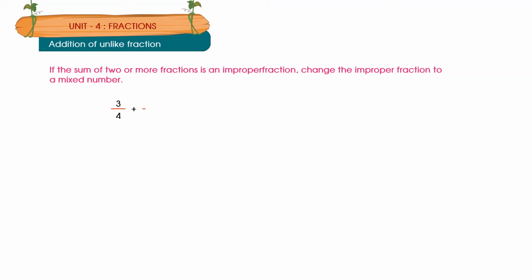If the sum of two or more fractions is an improper fraction, change the improper fraction to a mixed number. 3/4 plus 2/3 is equal to how much? 9/12 plus 8/12 is equal to 17/12, which is equal to 1 5/12.